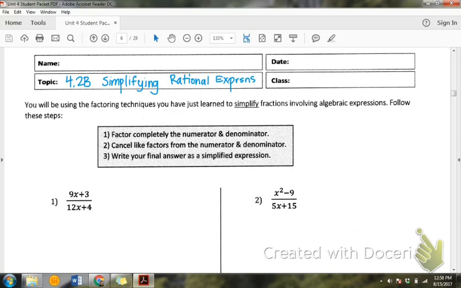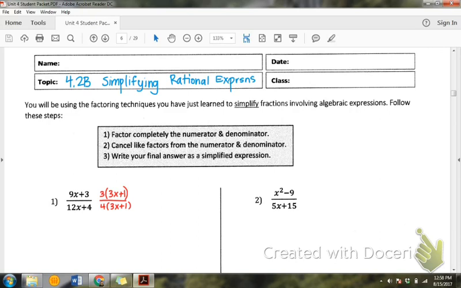So if we're looking at example 1 here, in the numerator, 9x plus 3, what is something I can factor out? What's the greatest common factor here? Mitchell? 3. And Mitchell, what does that leave me with if I pull a 3 out? 3x plus 1. Okay? In the denominator, what can I pull out of the denominator? 4. Daniel, what does that leave me with if I pull out a 4? 3x plus 1.